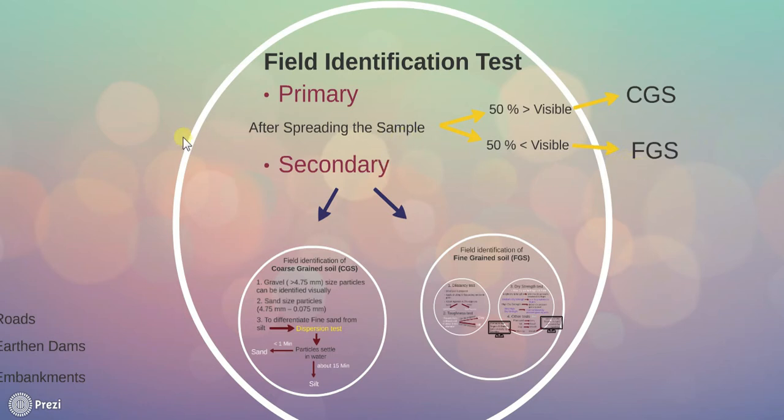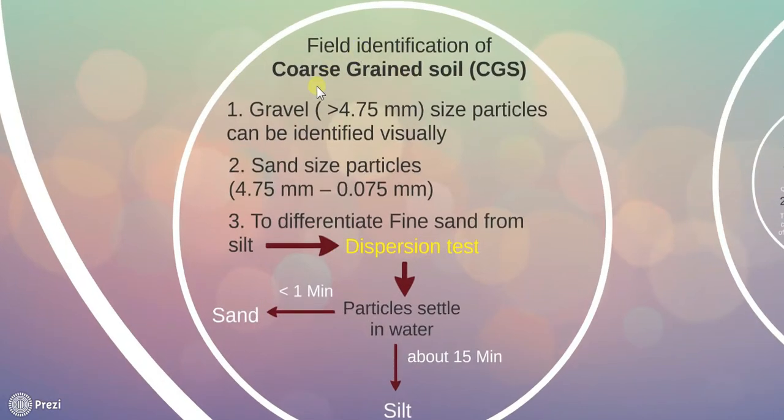In secondary testing, if it is coarse grained soil, we will do field identification with this procedure. If the soil is coarse grained, then I will check the size of the particles. If they are greater than 4.75 mm, they will be gravels. If they are between 4.75 mm and 0.075 mm, they will be sand size particles. If they are smaller than 75 microns, then they will be fine grained soils.